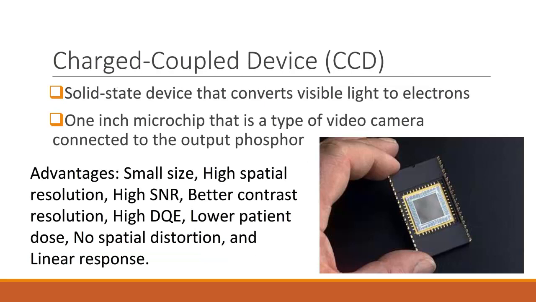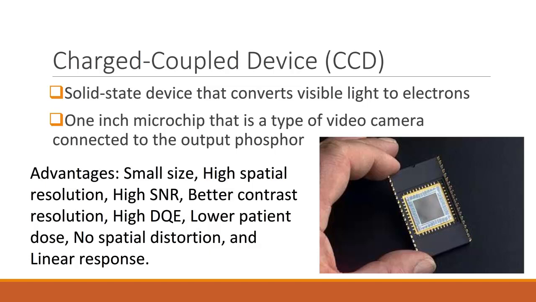A charge-coupled device, or CCD, is a solid-state device that converts visible light to electrons. Essentially, it is a microchip that is a type of video camera connected to the output phosphor of the image intensifier. It is only 1 inch long, and the CCD has many advantages including its small size, high spatial resolution, high signal-to-noise ratio, better contrast resolution, and high detective quantum efficiency, which is a fancy term for being highly sensitive to light, which leads to lower patient dose.